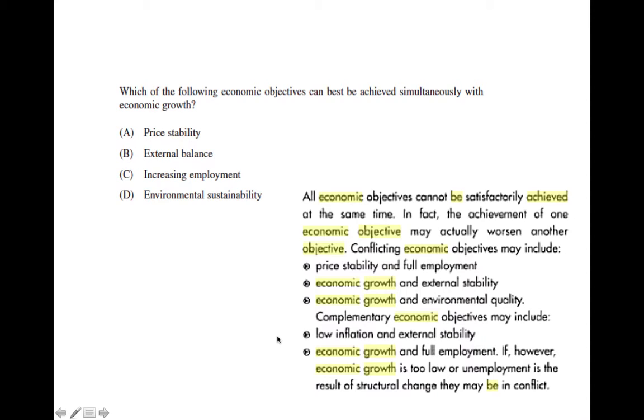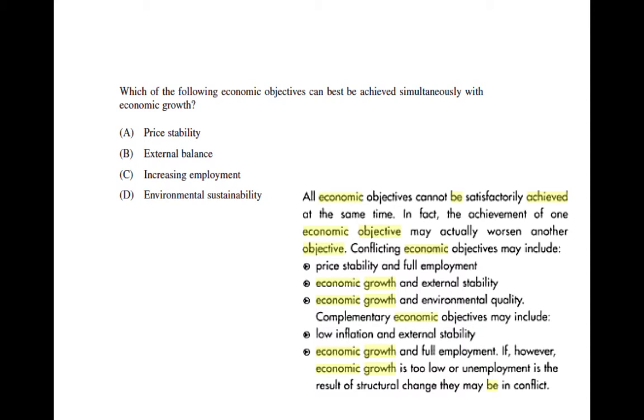All right, so let's have a look at this one. Which of the following economic objectives can best be achieved simultaneously with economic growth? Okay, so if you just read the little blurb I've got down there, it's just saying that all economic objectives cannot be satisfactorily achieved at the same time, okay? So some conflict and some are complementary, okay?